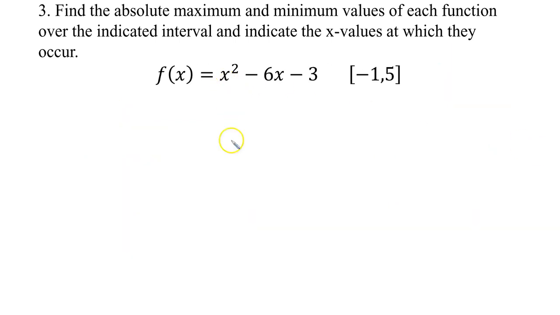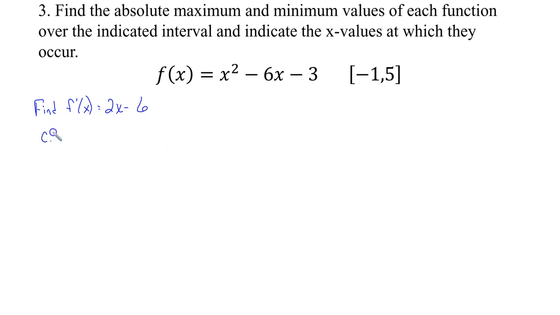So same thing we're going to do again. The first thing we're going to do is find the first derivative, so we're finding f prime. This is a pretty nice function again. It is a polynomial function. It is quadratic. You should know what's going to happen with this one. So my derivative is 2x minus 6.